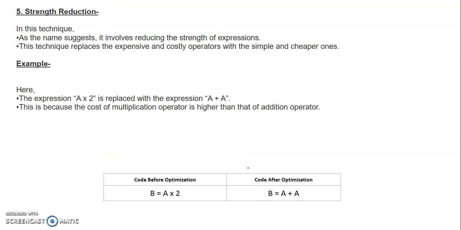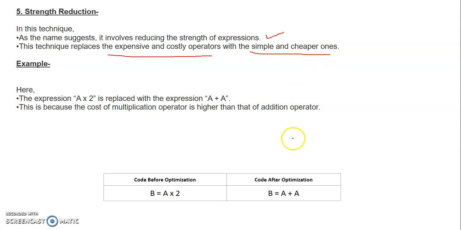Next technique is strength reduction. What is strength reduction? It involves reducing the strength of the expression. This technique replaces an expensive, costly operator with a simpler and cheaper one. A cost is associated with each and every operator. Some operators are cheaper, whereas the rest of the operators are costly.